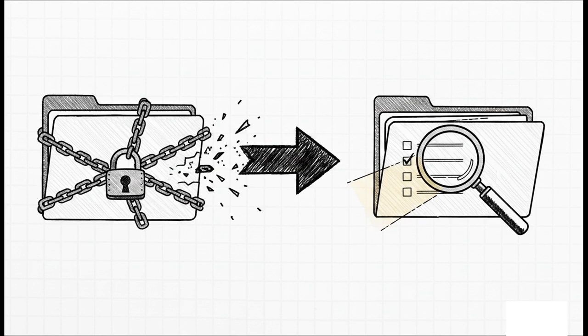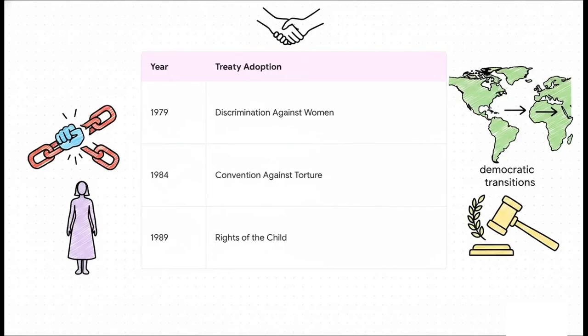Then, in 1976, those two big covenants we just talked about finally entered into force, creating committees to actually monitor their implementation. As we pushed into the 1980s, the human rights regime expanded even further with some highly specific treaties. We saw conventions addressing discrimination against women, torture, and the rights of the child. And crucially, this massive explosion of international law corresponded closely with the real-world crumbling of repressive dictatorships. Throughout the 80s, military regimes in Latin America fell, and democratic transitions began sweeping across Asia and Eastern Europe.